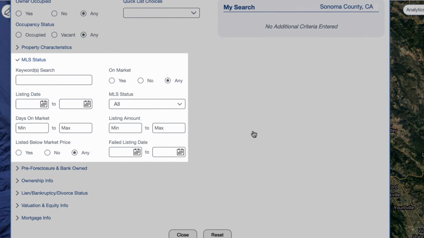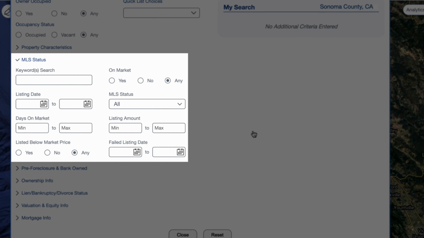For MLS status, this is something that is a little bit different because PropStream does pull a lot of data from many different MLS databases throughout the country.